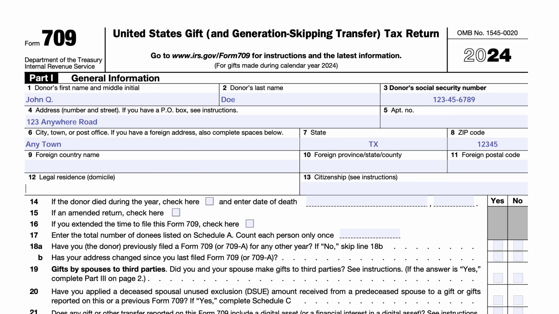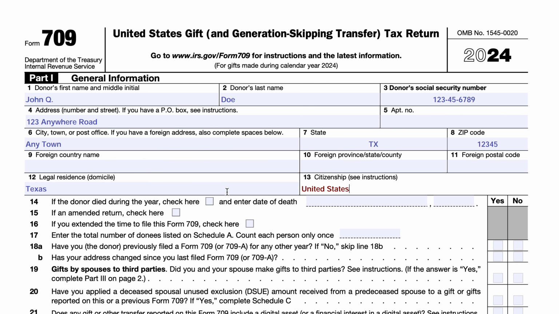According to the directions, the legal residence would be the country, or sorry, the state in this case, in which you're legally residing. So John Doe's address is in Texas. For all intents and purposes, his legal residence or domicile is in Texas. And he's a U.S. citizen. So boxes 14, 15, and 16 are all check boxes.